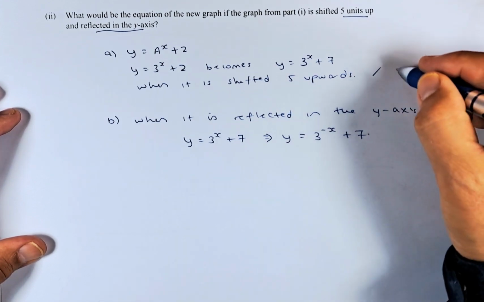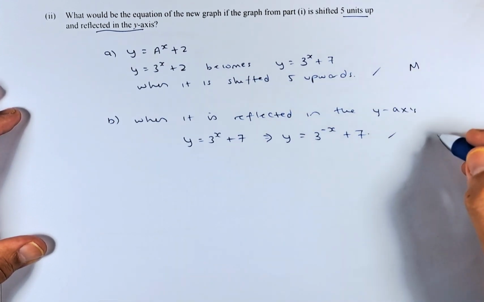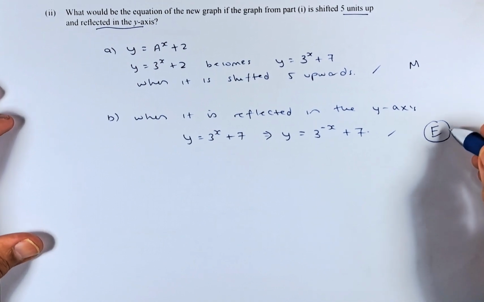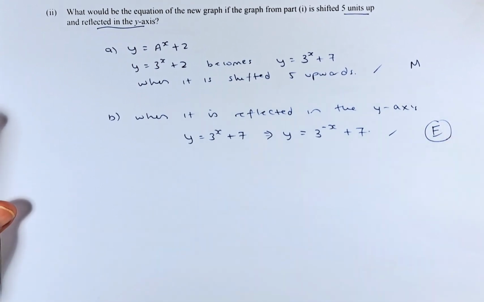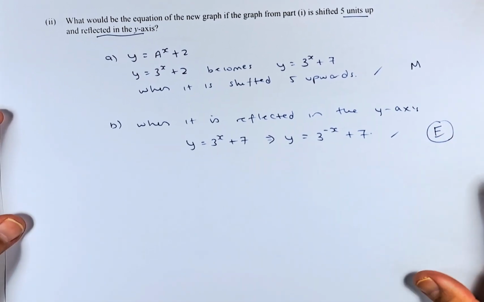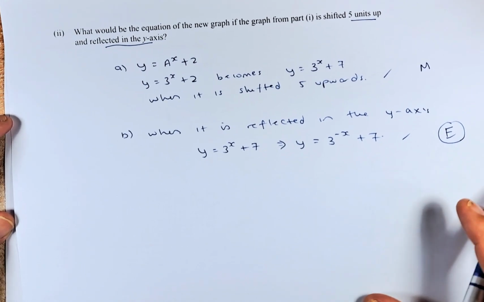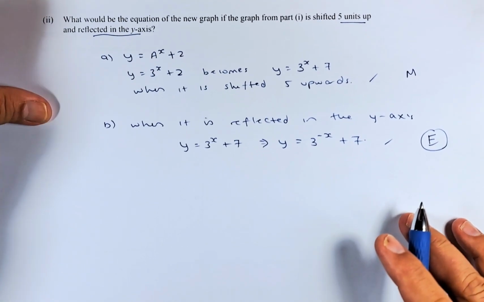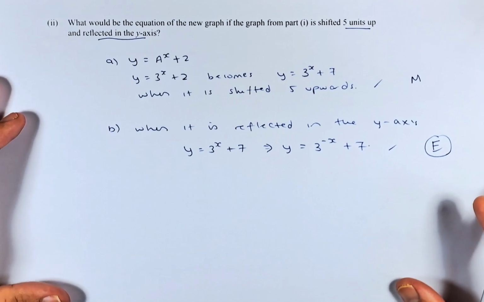If you can answer one of them, it is a merit; if you answer both of them, you get an excellence, or E7, in this paper. So hopefully you do this again and see whether you understand the process of finding the equation of an exponential graph and how it's translated 5 up and reflected in the y-axis.